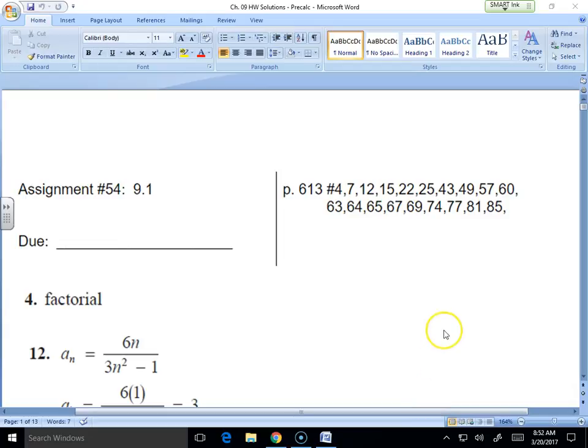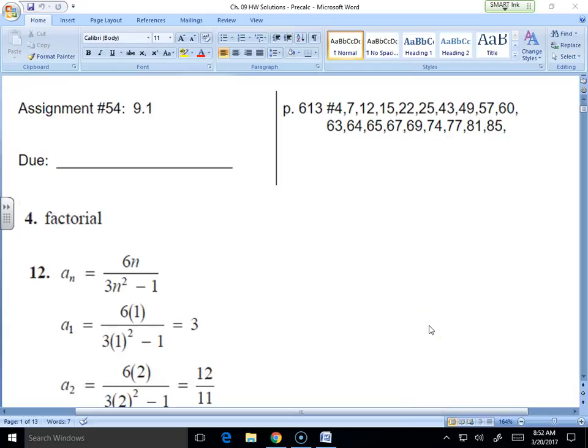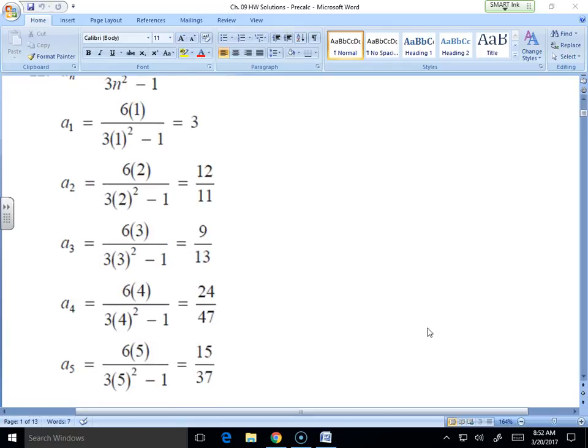Now go. All right, number 4, final answer, factorial. Number 12, you were plugging and chugging to get your first 5 terms. There we go. First term, second term, third term, fourth term, fifth term. Hopefully mental math went all right in PEMDAS.